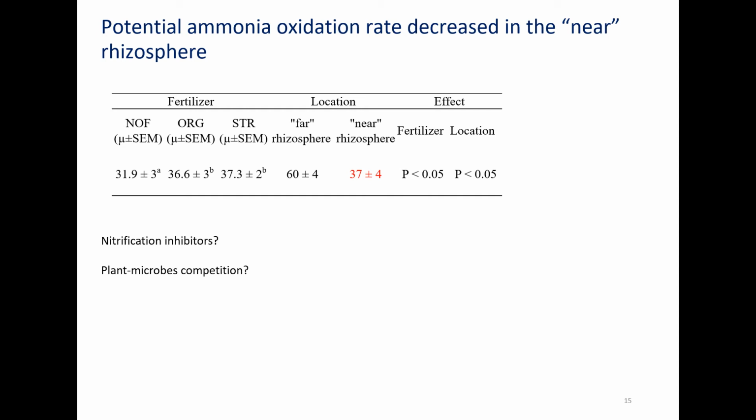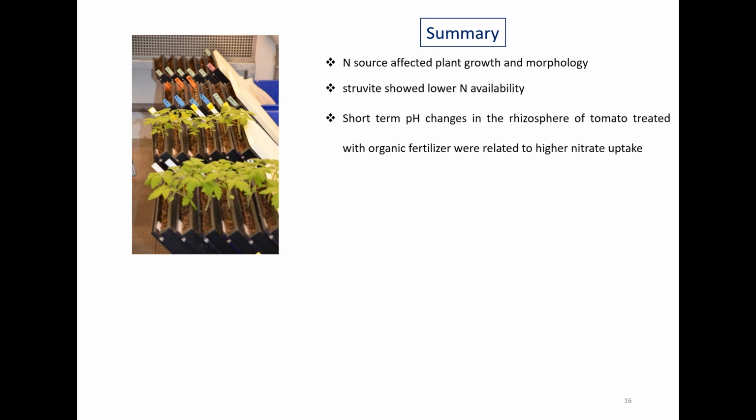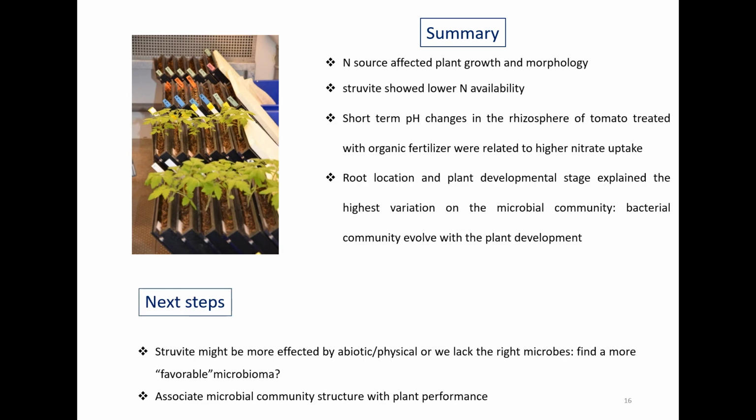And very briefly, to finish my last slide, we also measured the activity of the potential ammonia oxidation rate. And interestingly, it decreased in the area near the root in comparison with far from the roots. That might be an indication of maybe the plant with some nitrification inhibition or some competition, but we could not go further on this analysis.